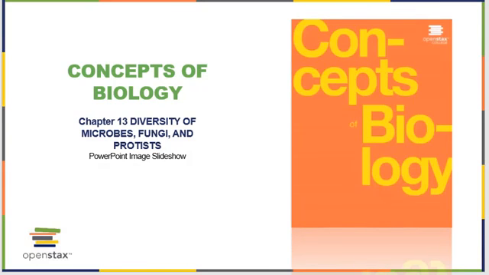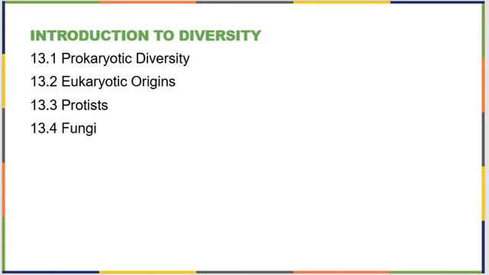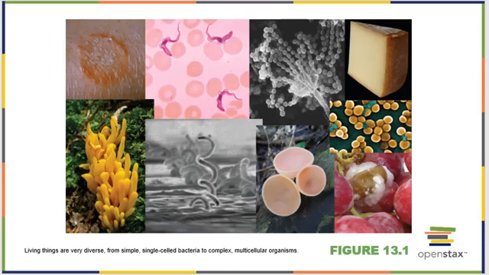Chapter 13, Diversity of Microbes, Fungi, and Protists. This chapter is broken up into 4 different sections. Prokaryotic diversity is by far the longest, eukaryotic origins is the shortest, and then we'll get some information on protists and different types of fungi. We're going to see incredibly variable and wonderfully complex organisms in this chapter.